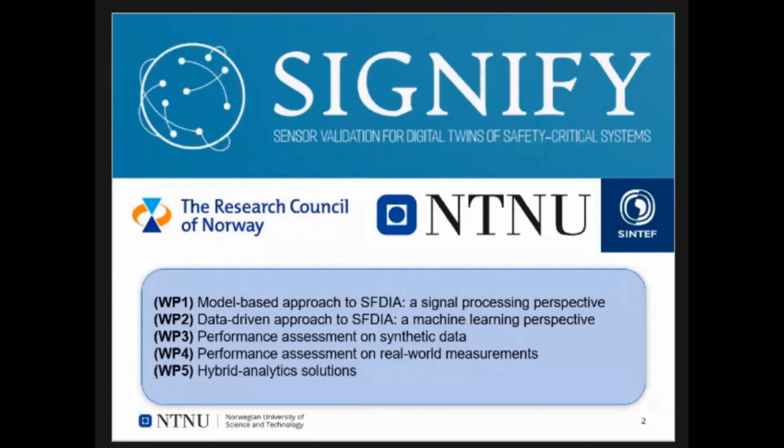Of course, the idea is not to focus on developing the whole digital twin. That is a very huge task, so we focus on a specific aspect that is relevant for digital twins. We have different work packages and different people working on different approaches to sensor validation. Some students are working on a more model-based approach to sensor validation. The work that I will present today is the part related to machine learning and data-driven sensor validation.